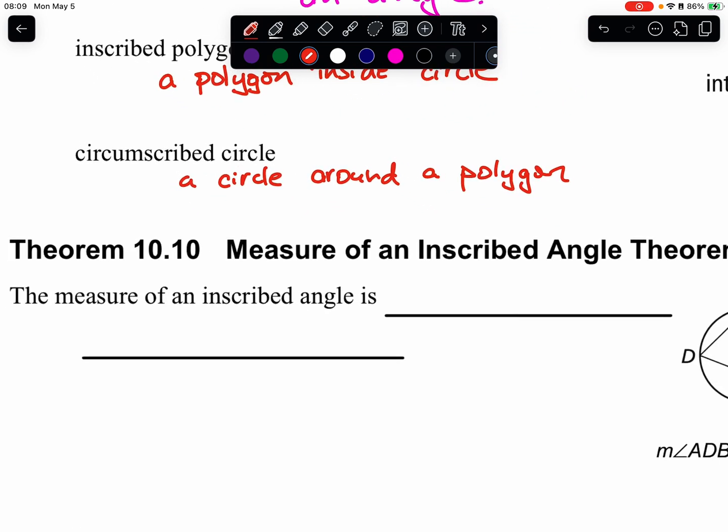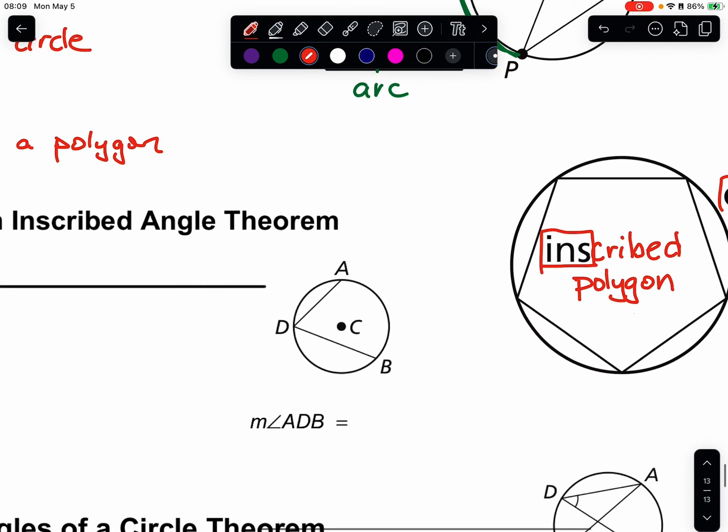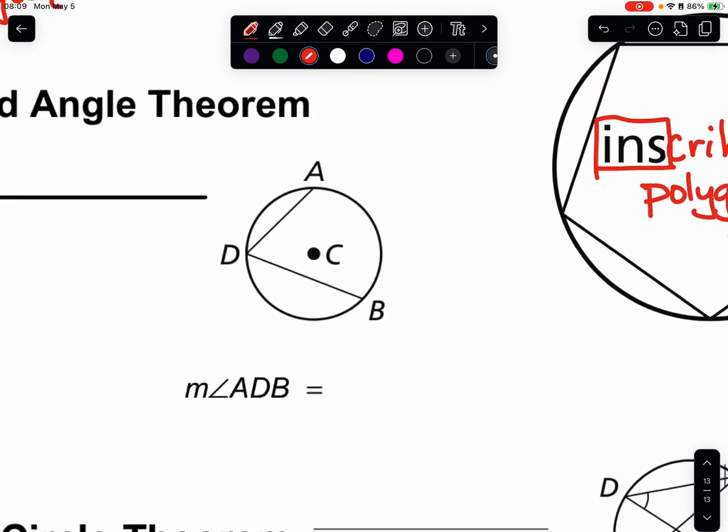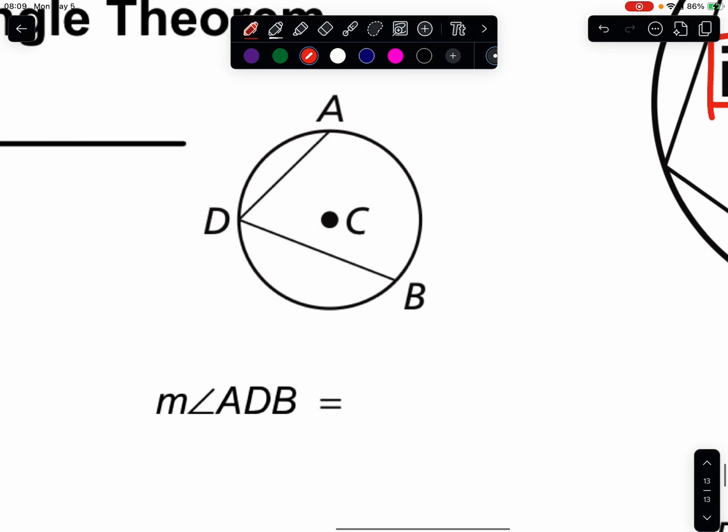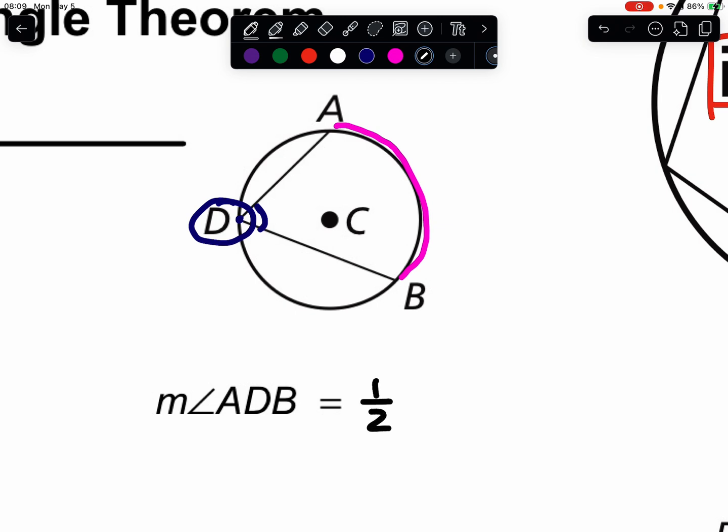All right, and now for some math. Yay! This is an example of an angle whose vertex is on the circle. So it's called an inscribed angle. And the measure of that angle relates to this arc that it intercepts. How? It is 1/2 the measure of the arc AB.